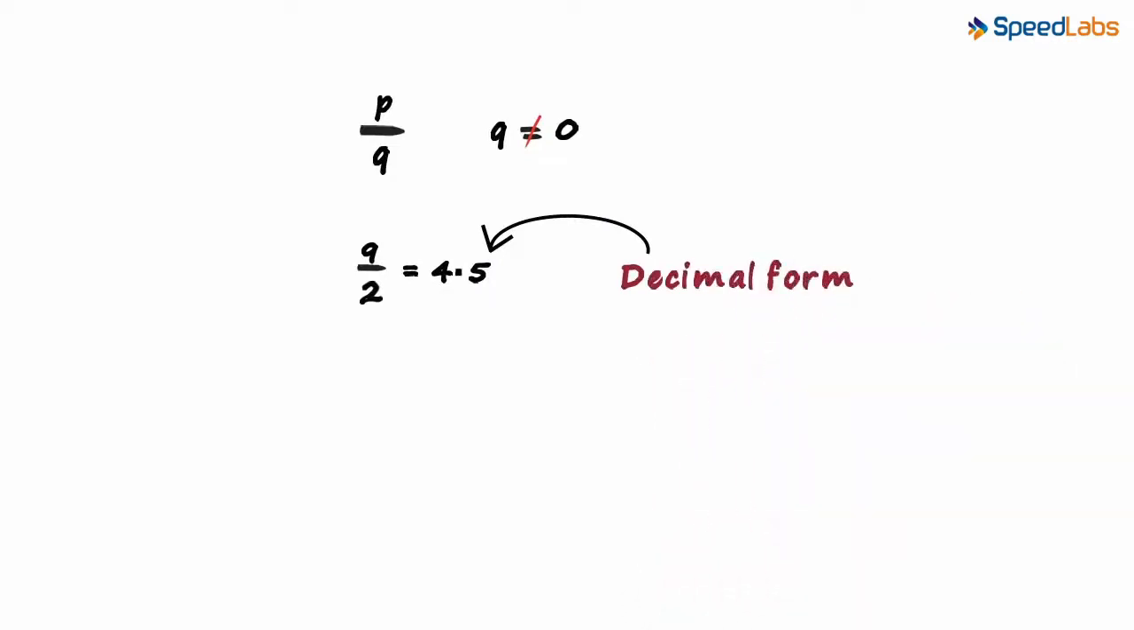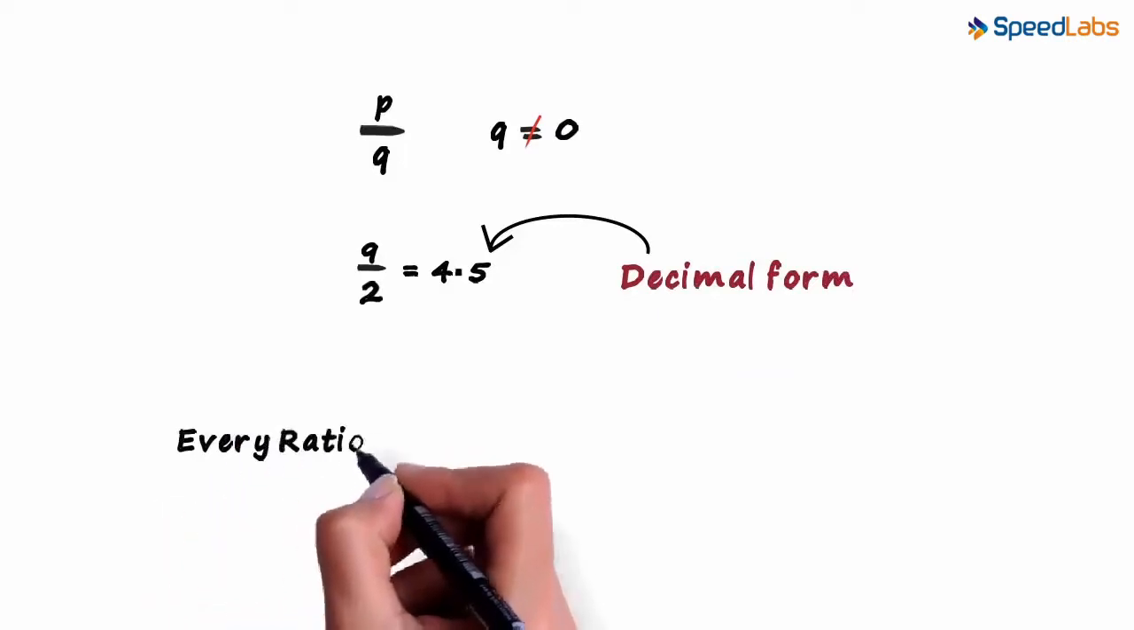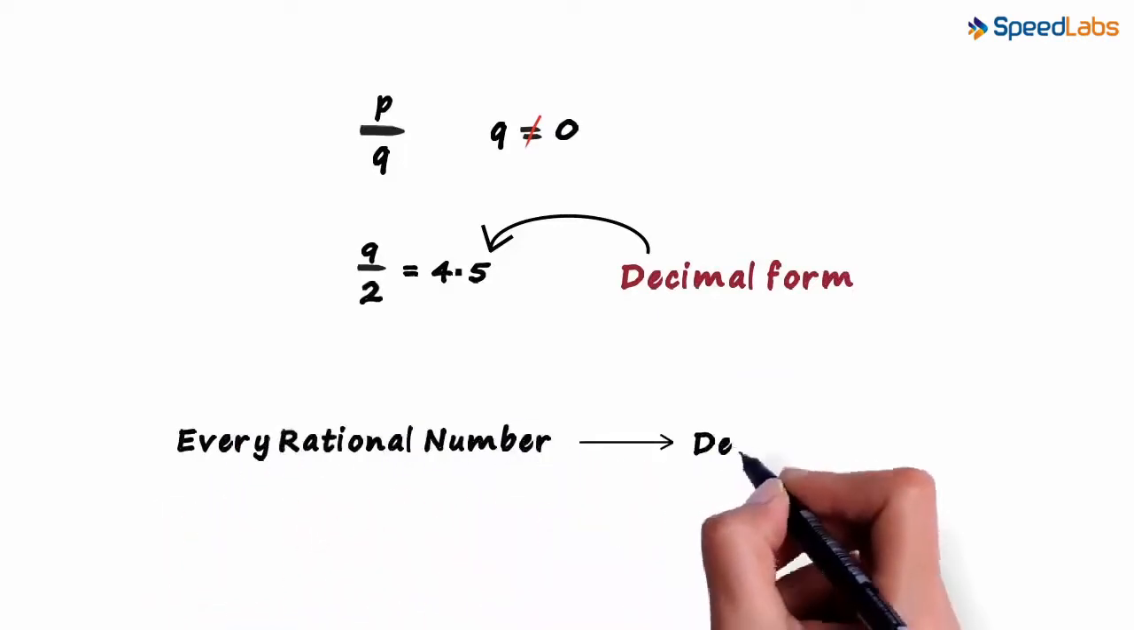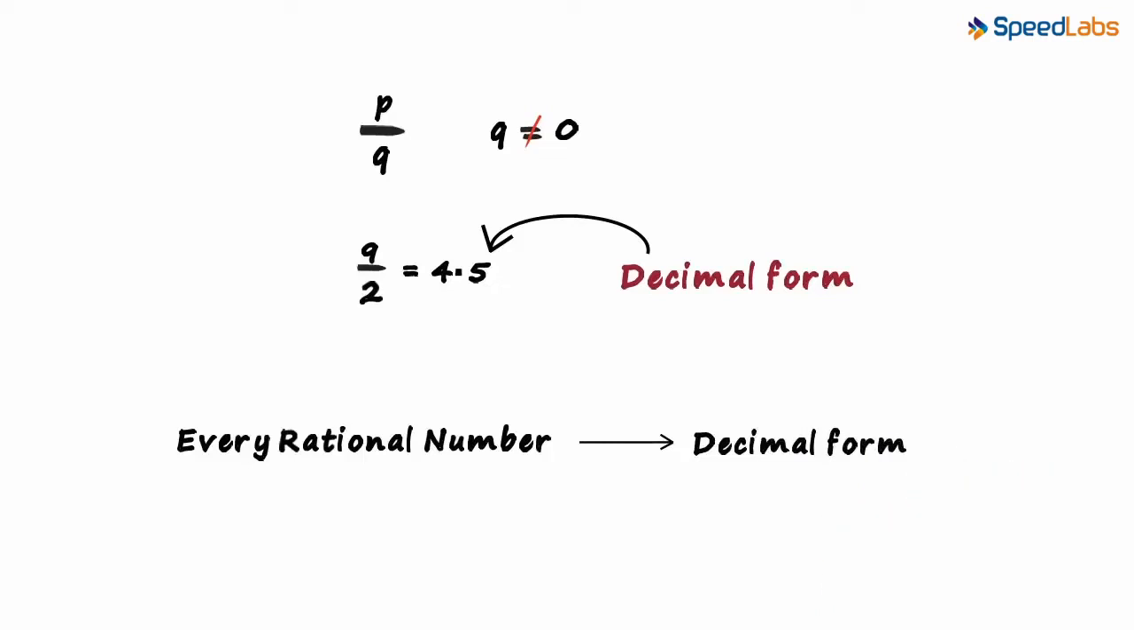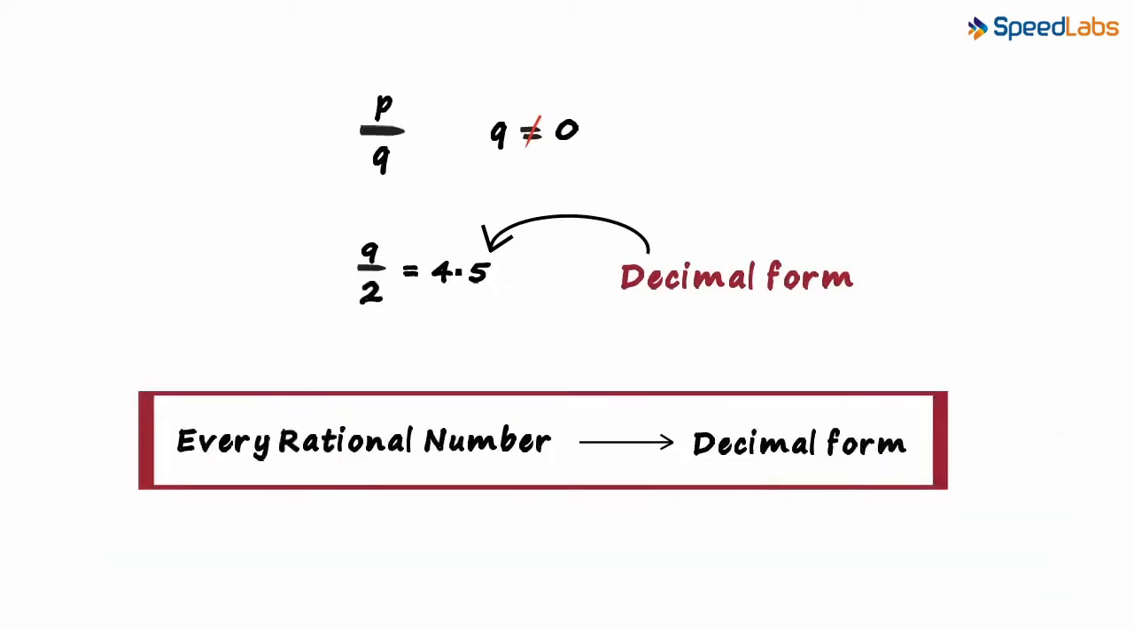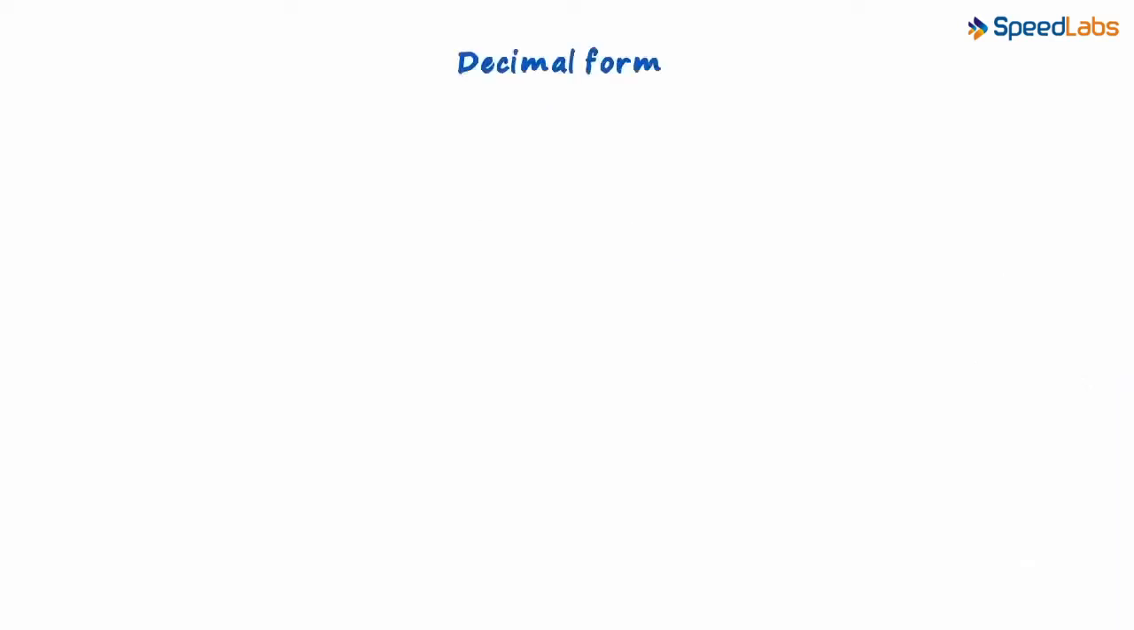Every decimal number can be expressed in a decimal form. This is a very important point. Any rational number can be written in decimal form. But what kind of decimal form can it be written in? Are there different types? Yes, let's look at them.